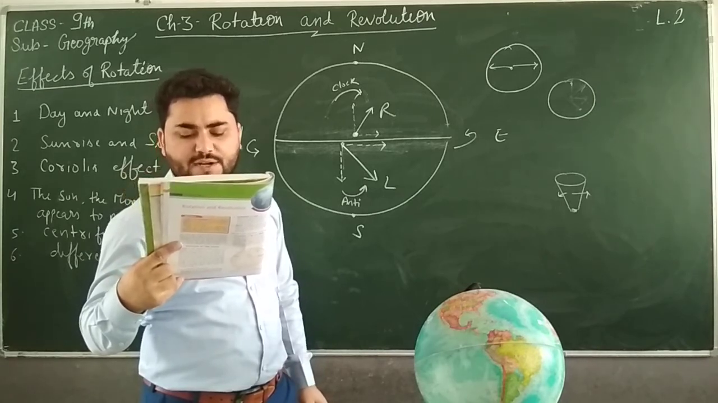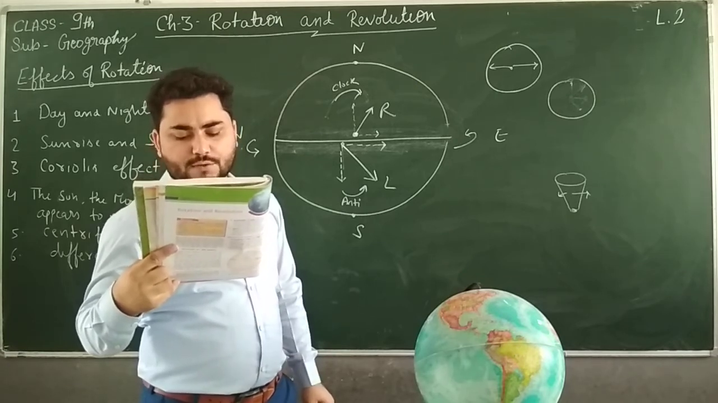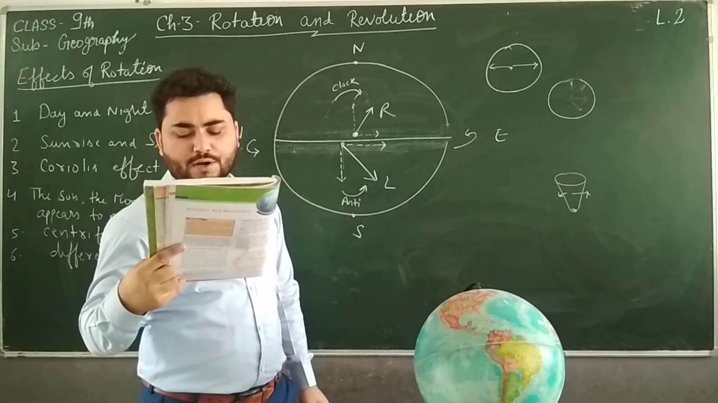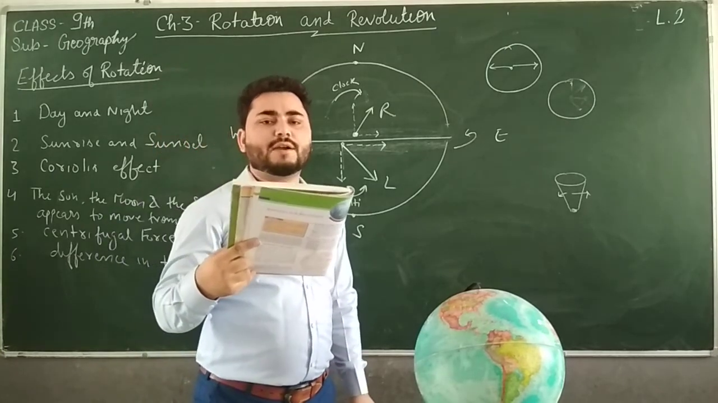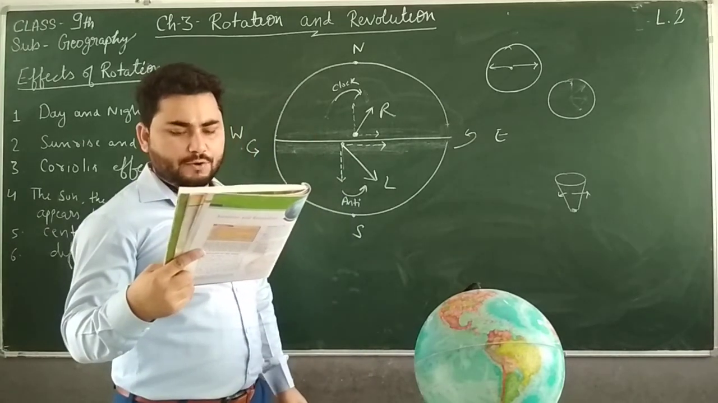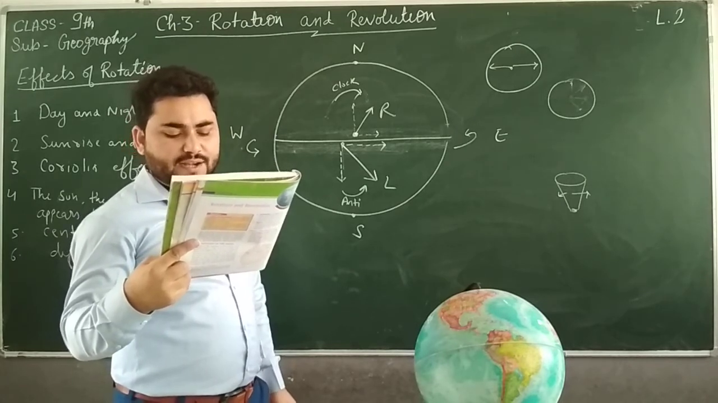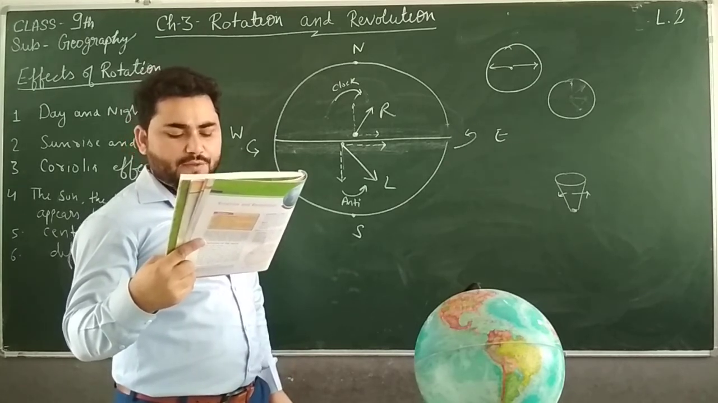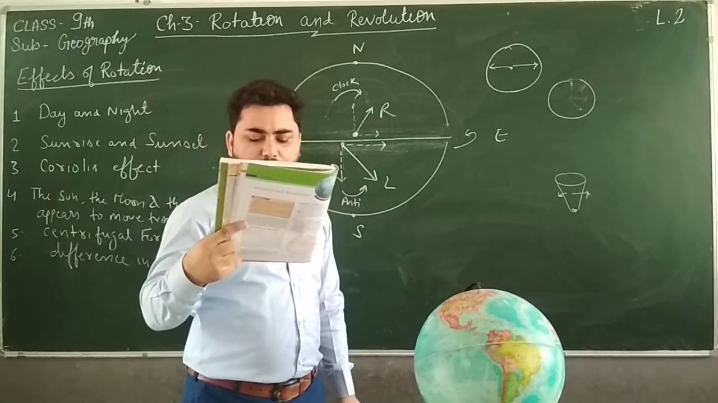Difference in time is 4 minutes for each degree of longitude. 24 hours is equal to 1440 minutes divided by 360 degrees. Then you will get how many minutes? 4 minutes. So there will be a difference of 4 minutes on every line of longitude. Then the side of the Earth towards the sun constantly gains heat, and the side away from the sun constantly loses heat by radiating it into outer space.